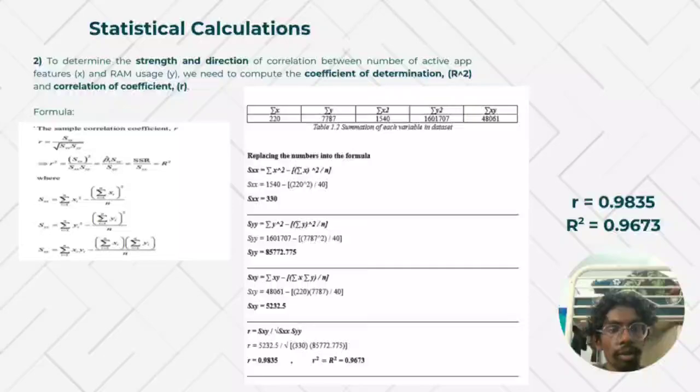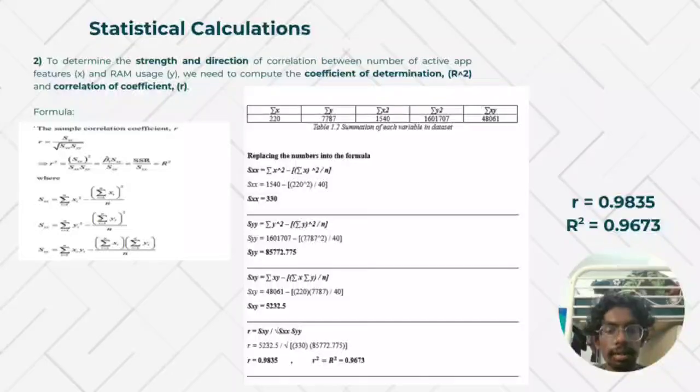Now we are going to have a look at our calculations. First of all, to determine the strength and direction of correlation between number of active app features, which is X, and RAM usage, which is Y, we need to compute the coefficient of determination, R squared, and correlation coefficient, R.